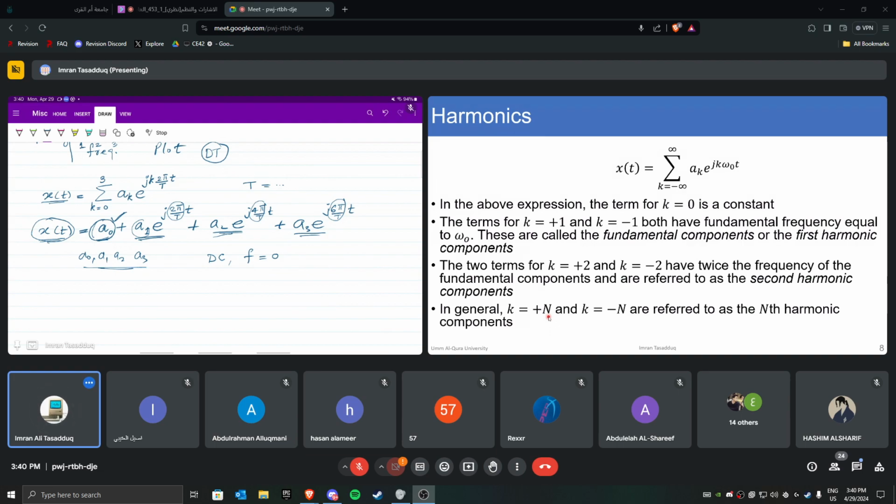Clear? Any question? What is the meaning of harmonic? Yeah, these are called harmonics. When we have a frequency of anything, let's suppose the frequency is 10 hertz, then 20 hertz will be called the second harmonic, and 30 hertz will be called the third harmonic. Harmonic is used for frequencies.